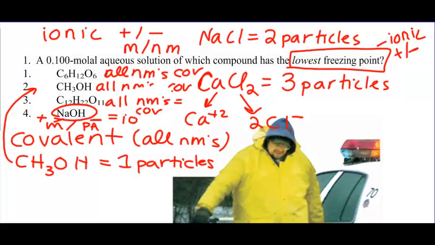That's ionic. And so this will break into one particle, this will break down into one particle, this will break down into one particle. But this guy will break down into 2 particles. It'll break down into Na plus and OH minus. And the more particles you break apart into, the lower the freezing point will be. So the right answer should be choice 4.